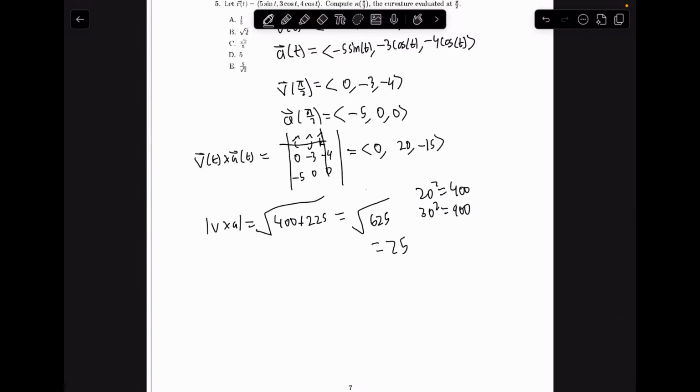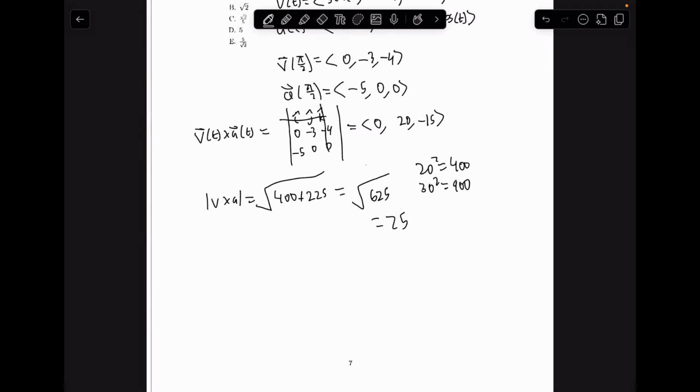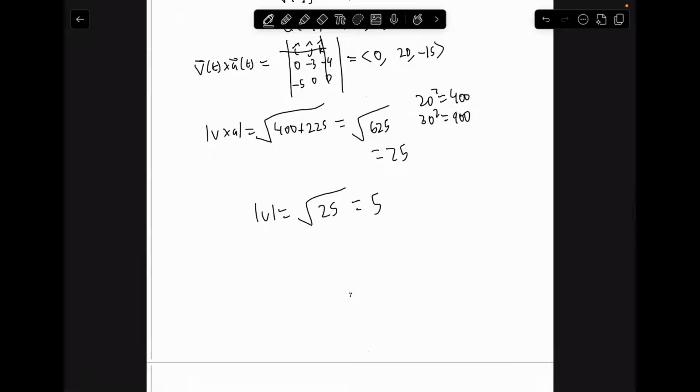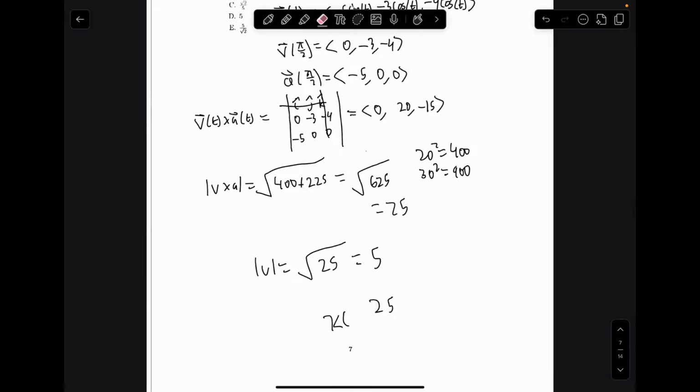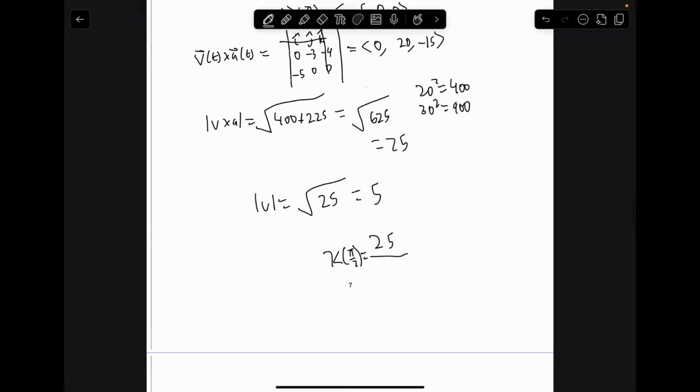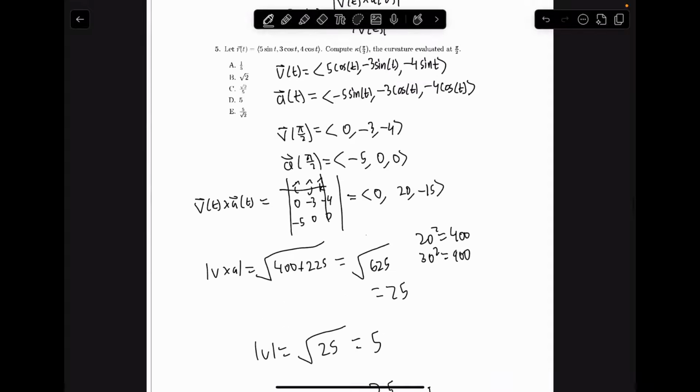Okay, so let's go ahead and get magnitude of v. It's going to be equal to square root 3 squared plus 4 squared, which is 25. So that is 5. So we have 25, and now finally kappa of pi over 2 can be equal to 25 over 5 cubed, or 1 over 5. And that is answer A.